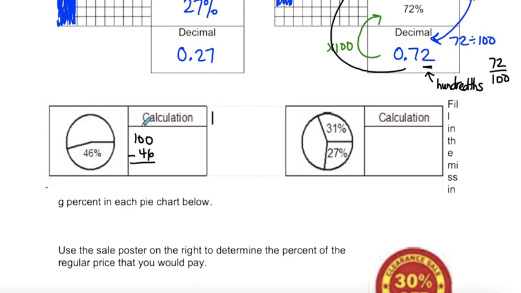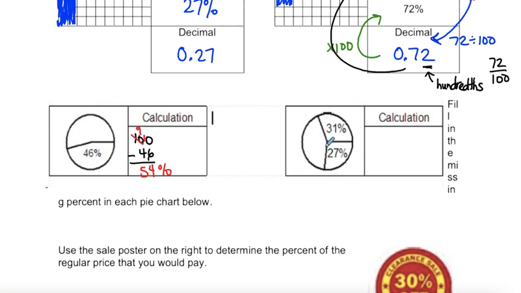Okay, so instead of making this 0, I need to make this a number that's larger than 0. So I need to make this 10 and 9, and this becomes a 10. So 10 take away 6 is 4, and 9 take away 4 is 5. So the missing portion is 54%. I have to include that percent sign because that's the unit that I'm dealing with when I look at pie charts.